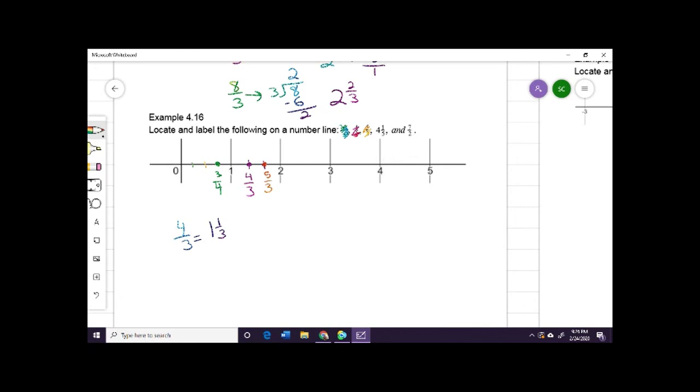I'm going to divide that space into 5. 1, 2, 3, 4, 5, roughly. Not very good, but good enough. So 4 and 1/5 goes here.